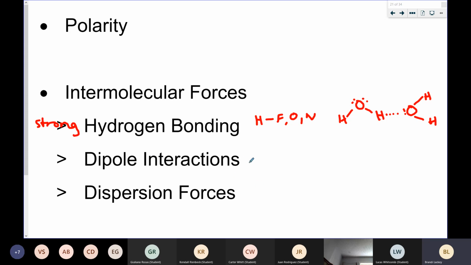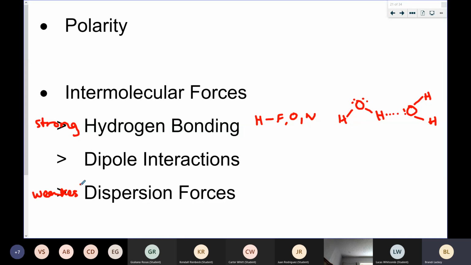Then we have dipole interactions. This is where we have 2 polar things that are attracted to one another. So you have opposite poles, that positive end and negative end, that are attracted to each other like magnets. That one is weaker than hydrogen bonds, simply because it's a lower electronegativity difference. But remember, hydrogen bonding is just a very, very strong dipole because those substances are more polar. And then we have dispersion forces, which are the weakest of these.